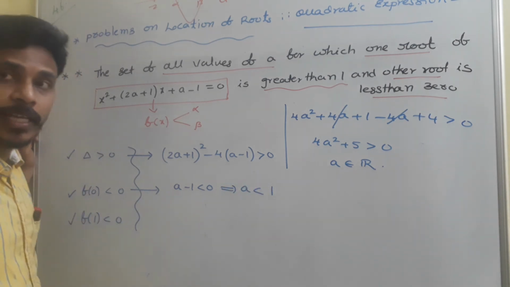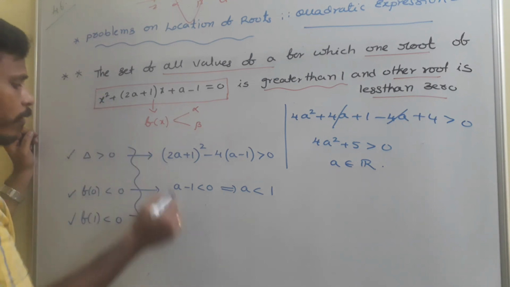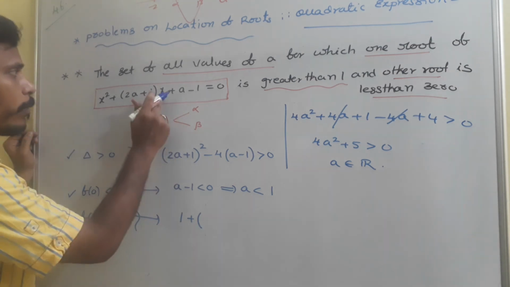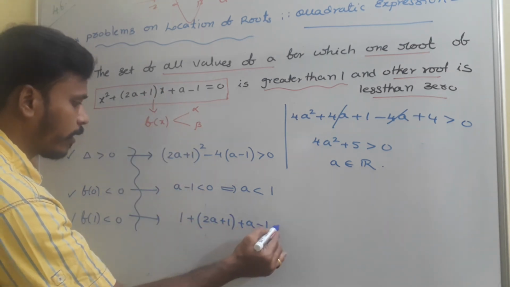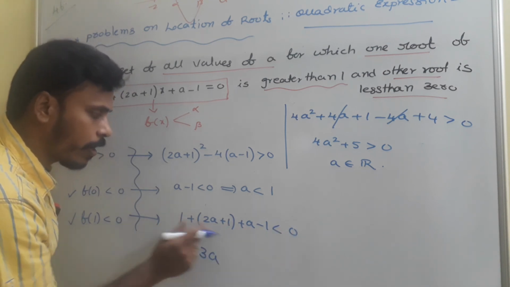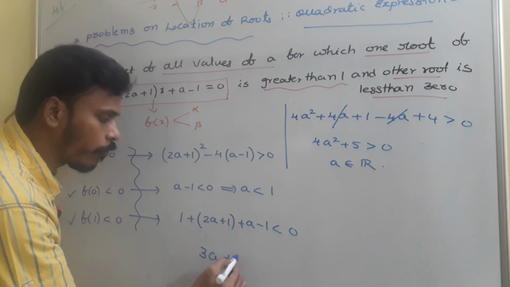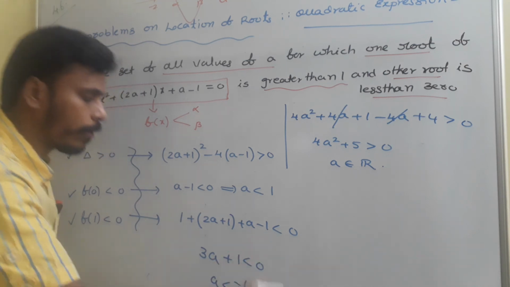Last one, f of 1 less than 0. Replace x with 1. 1 square is 1, plus (2a plus 1) plus (a minus 1) is less than 0. 2a plus a is 3a. 1 minus 1 get cancelled. I have one more 1. So 3a plus 1 less than 0, and from there a less than minus 1 by 3.